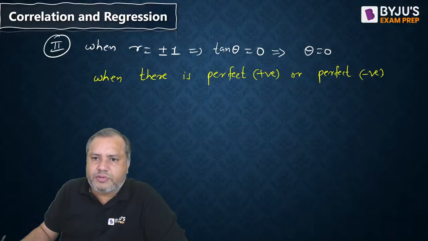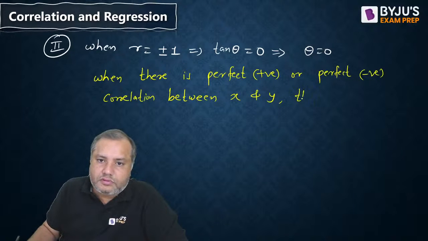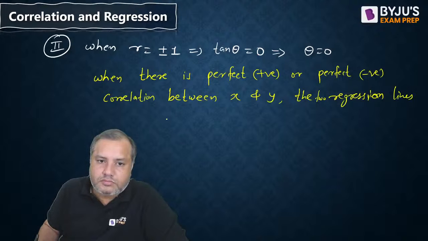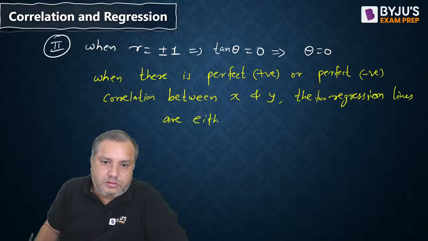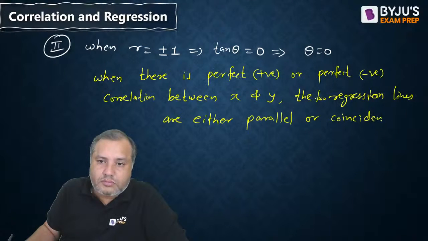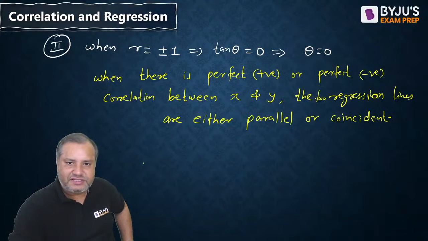When there is perfect positive or perfect negative correlation between X and Y, the two regression lines are either parallel or coincident. Understood? Everyone understood this?